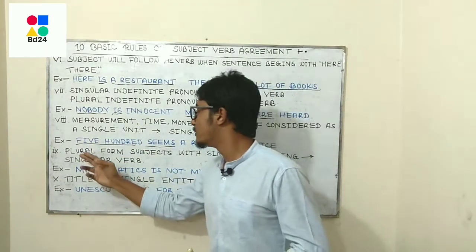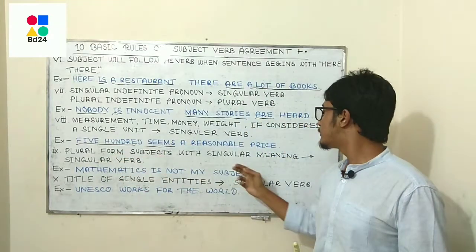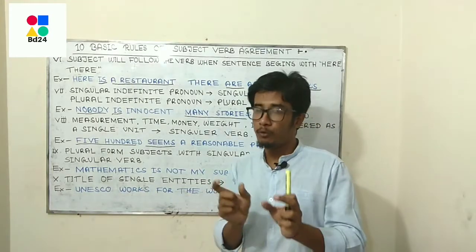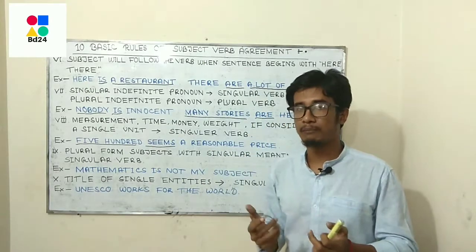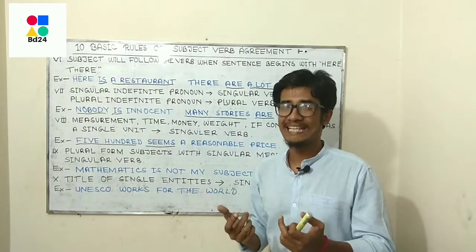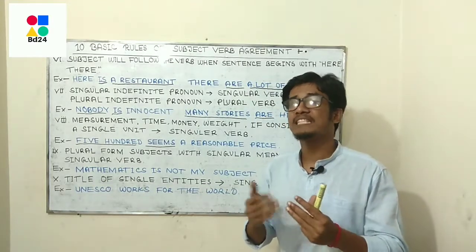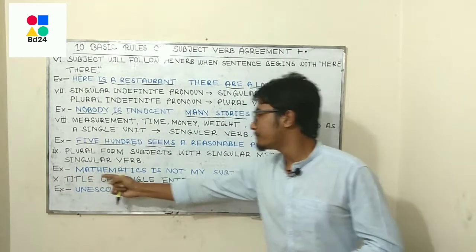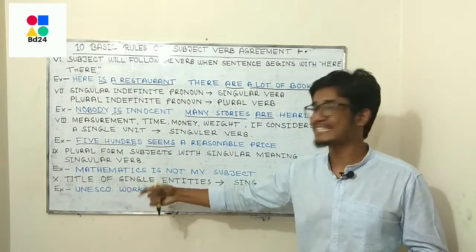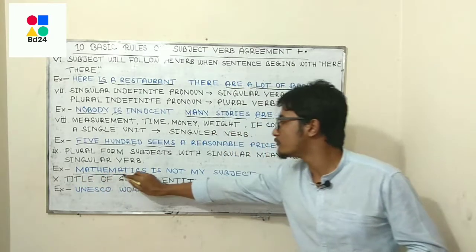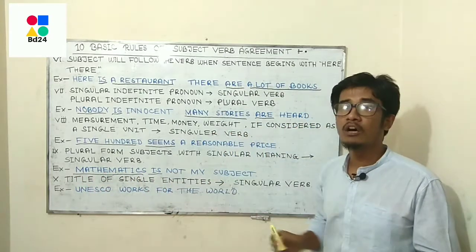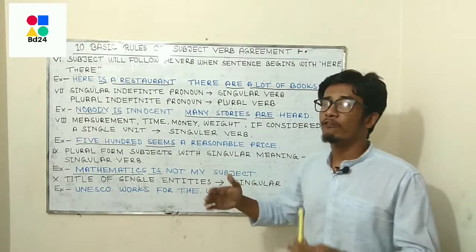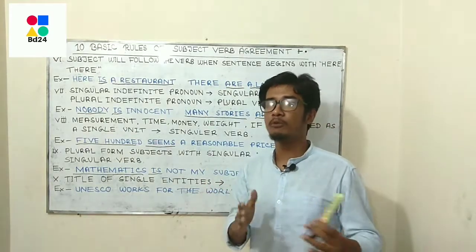The rule number 9, it tells us that plural form subjects with a singular meaning will take a singular verb. Now there are some subjects which form a plural way, but they mean a singular noun. For example, thesis, mathematics, politics, economics. They seem plural, but they mean a singular entity. So in such cases, the verb will be a singular one. For example, mathematics. It forms like a plural but means a singular. So the verb will always be a singular one. Mathematics is, not are. Mathematics is not my subject. So whether it forms as a plural but the meaning is singular, then the verb will be singular.